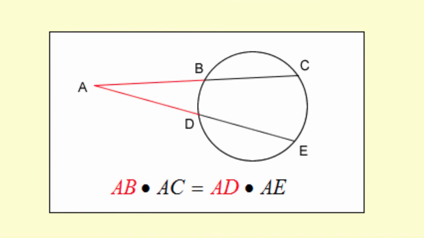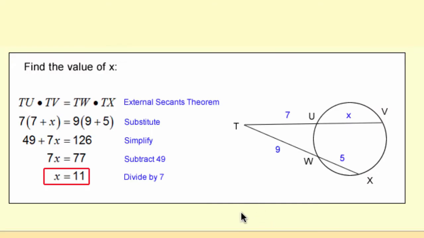Secant-secant product theorem. If you have two secant segments that share the same endpoint outside a circle, then the product of the length of one secant segment and the length of its external segment equals the product of the length of the other secant segment and the length of its external segment. So in other words, for this picture, AB times AC equals AD times AE. And here's an example of using that theorem. You can see you can write an equation, 7 times 7 plus x equals 9 times 9 plus 5.